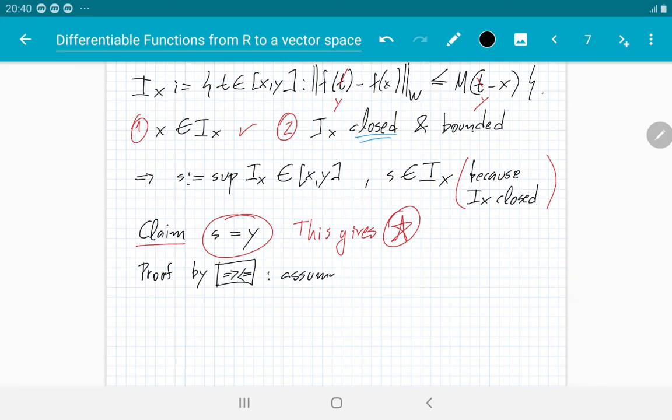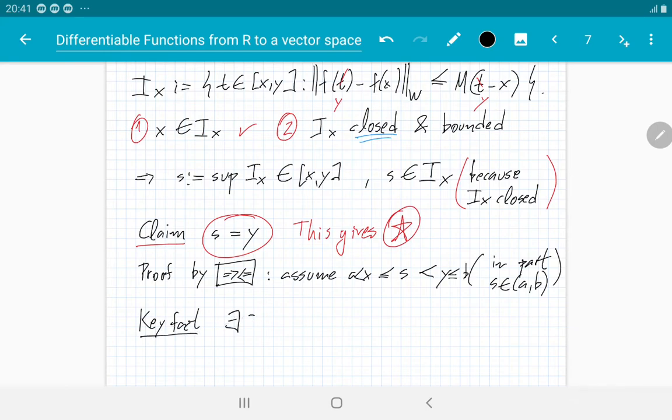If s is not y, then I know that s is certainly greater than or equal to x. Let's say that it's less than y. So in particular, even if y equals b, remember that y is less than or equal to b, so s belongs to the interval a, b. By our key fact, I can walk a little bit to the left by epsilon, so that s plus epsilon still belongs to the interval x, y. So s is strictly smaller than y, so I can walk a little bit and make sure that it stays inside the closed interval x, y.